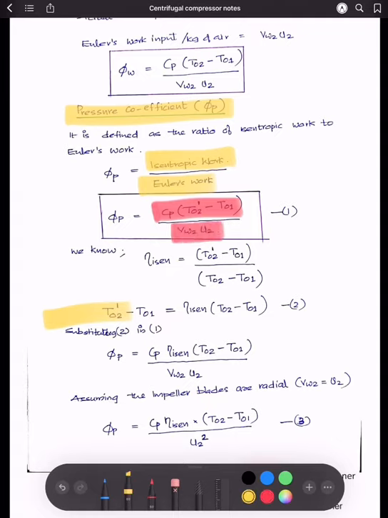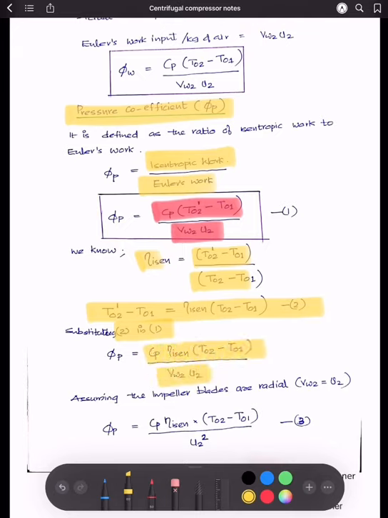But we have the isentropic efficiency as (T02' - T01) by (T02 - T01), whose derivation I have described in the previous class. So T02' - T01 is given by this equation, right? So we'll substitute this in equation 1. So we'll get Cp times isentropic efficiency times (T02 - T01) by Vw2 U2 is equal to ψP.